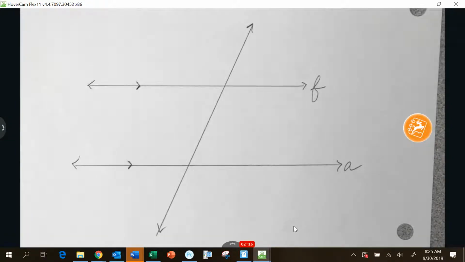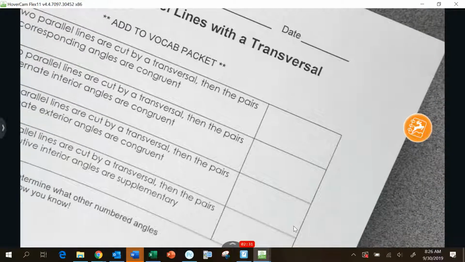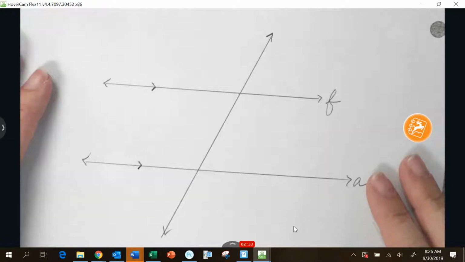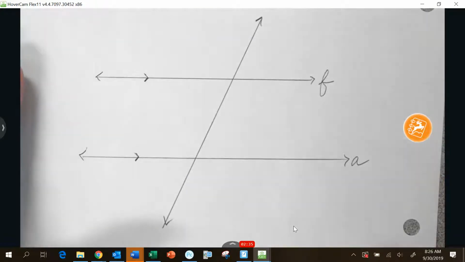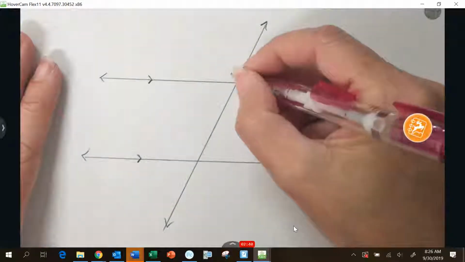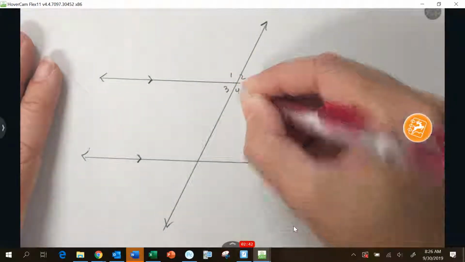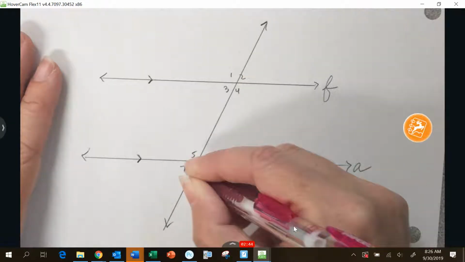When we have parallel lines and a transversal, there are specific properties that our angles have, the angles that we've already learned about. There are theorems about these angles that you have to remember. So let me start out by numbering these real fast: 1, 2, 3, 4, 5, 6, 7, 8.